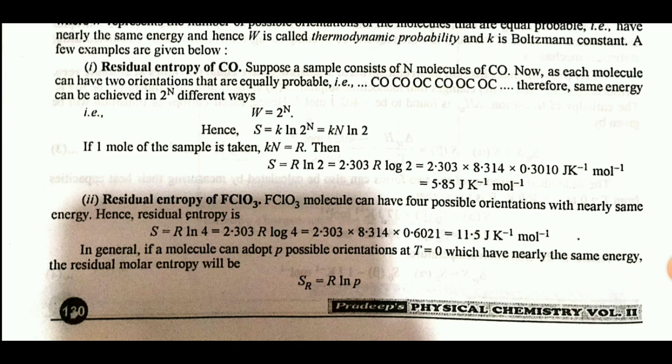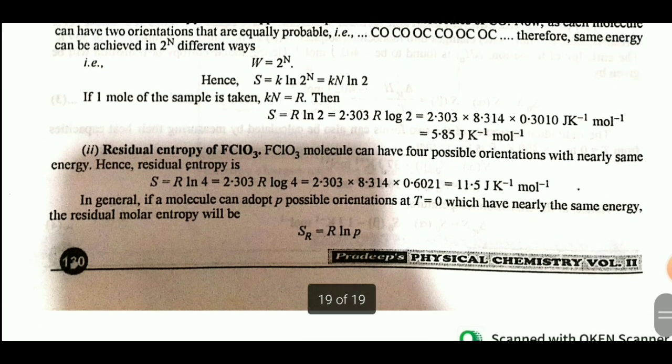Second, residual entropy of FClO3. FClO3 molecule can have 4 possible orientations with nearly the same energy. Hence, residual entropy is S is equal to R log 4, which is equal to 11.5 joule per Kelvin per mole. In general, if a molecule can adopt p possible orientations at T is equal to 0, which have nearly the same energy, the residual molar entropy will be Sr is equal to R log p.